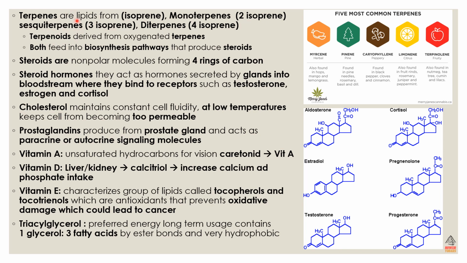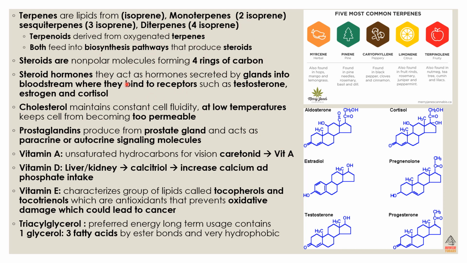Next you have terpenes, which are lipids, and they are naturally occurring chemical compounds found in plants and some animals. These are responsible for the aromas and the flavors in plants and some animals. They are made of isoprene units: monoterpenes means two isoprenes, sesquiterpenes is three isoprenes, diterpenes is four isoprenes. Terpenoids are derived from oxygenated terpenes, and they both feed into biosynthesis pathways that produce steroids. So terpenes are also significant for the production of steroids.